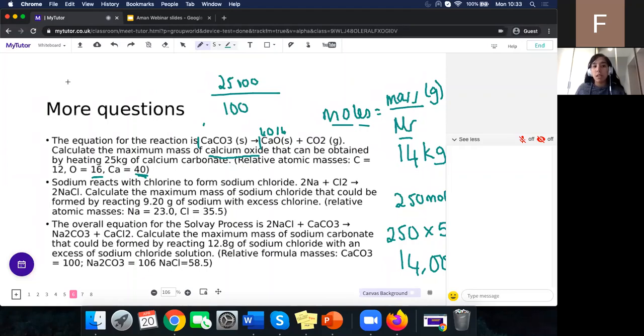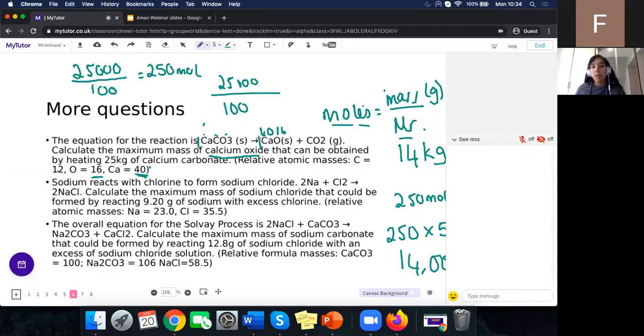So 25 kilograms to grams. Remember, there are 1,000 grams in 1 kilogram. So that means there are 25,000 grams. We then divide that by the Mr, so that's the equation, moles equals mass over the Mr. So we want the number of moles of calcium carbonate, so we've got the mass, we divide by the Mr. To calculate the Mr, we add up all the Ars, or the relative atomic masses of the elements in calcium carbonate. So calcium is 40, carbon is 12, so 12 plus 40 is 52, and then 3 oxygens, which gives us 48. So that gives us a total of 100. So calcium is 40 plus 12, 52 plus 48 gives us 100. So 25,000 divided by 100 is the number of moles, which gives us 250 moles of calcium carbonate.